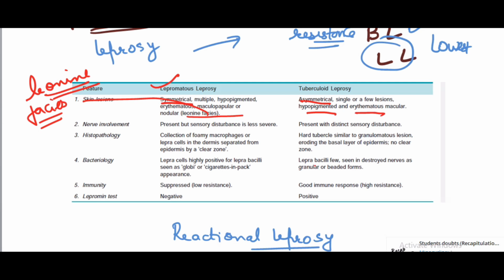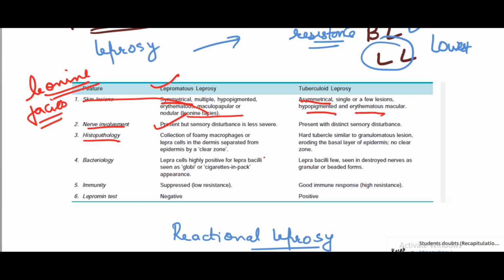So how do the skin lesions in tuberculoid leprosy differ from those in the lepromatous type? They are asymmetrical and usually fewer in number. The nerve involvement is present in the lepromatous type, but the sensory disturbance is less severe. But in the tuberculoid type, the nerve involvement is there, with distinct sensory disturbance. So which type of leprosy has more severe sensory disturbance? It's the tuberculoid type.